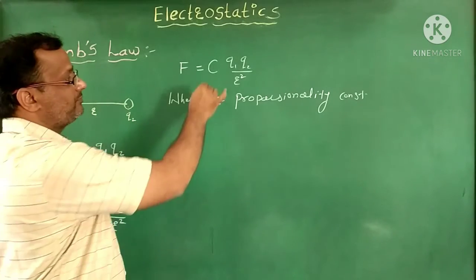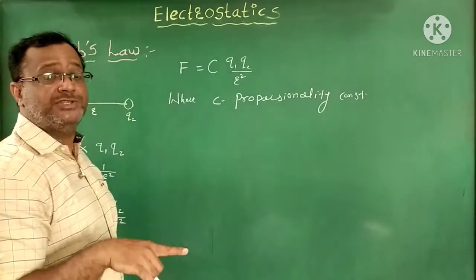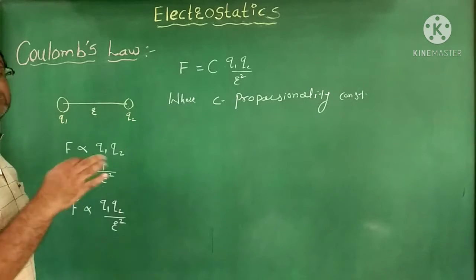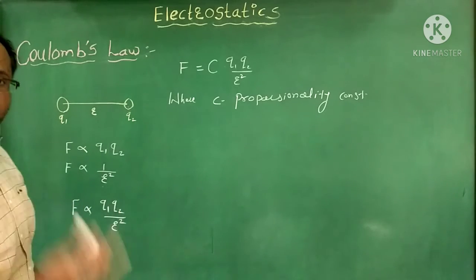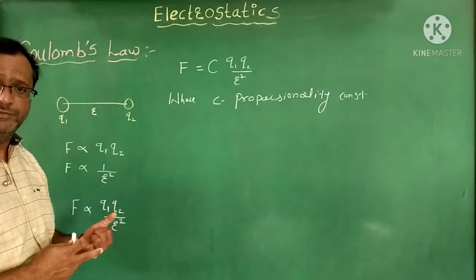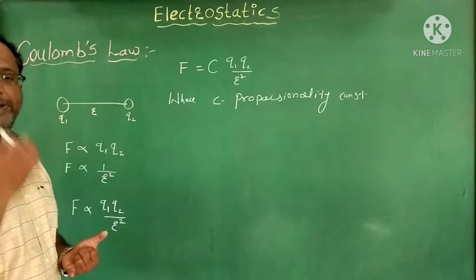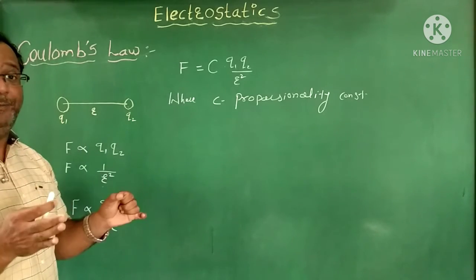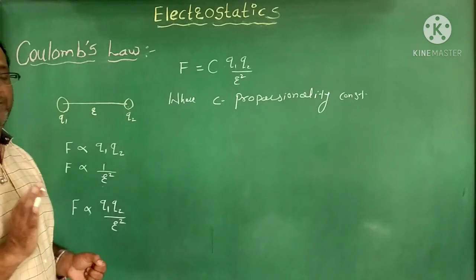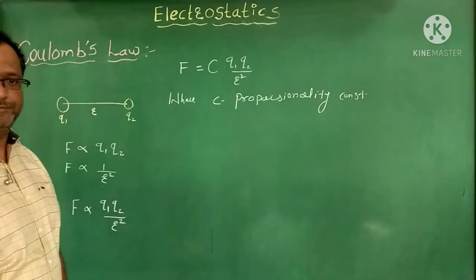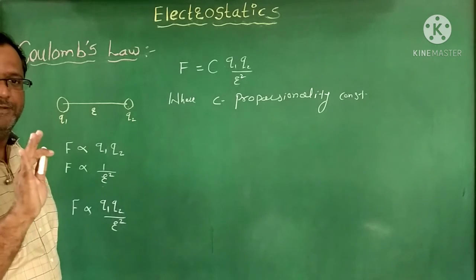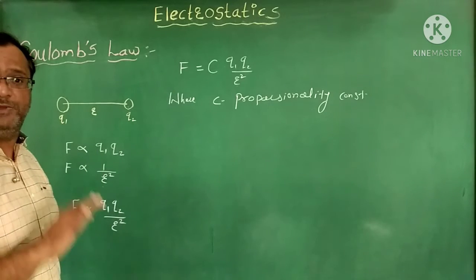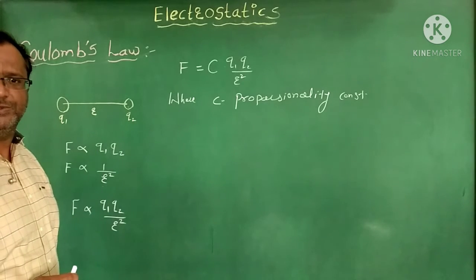The second factor is that the value of the proportionality constant depends on the medium in which these two electrical charges are placed, whether that medium is air, water, metal, mica, or any other. It depends on that medium. So this is about the constant. Now, we know that the force between these two electrical charges may be attractive or it may be repulsive.